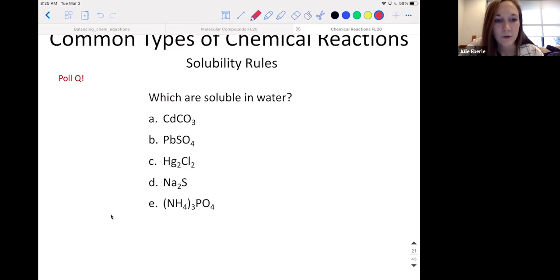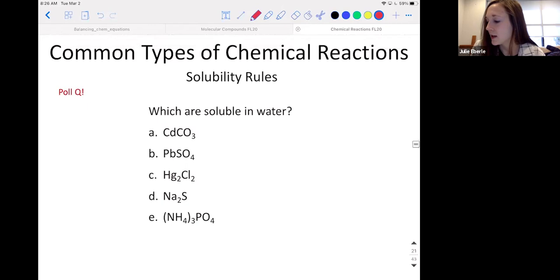All right, share results. Ignore the fact that one of them is in red. The 2 most commonly picked answers were the last 2, sodium sulfide and ammonium phosphate. So let's look at these. A, CdCO3. So let's go see.